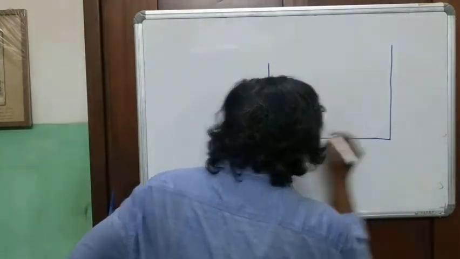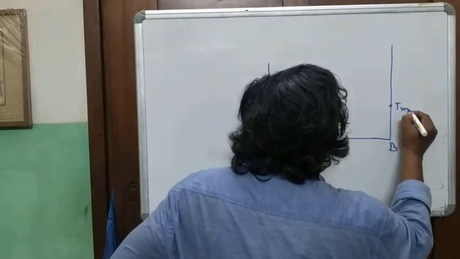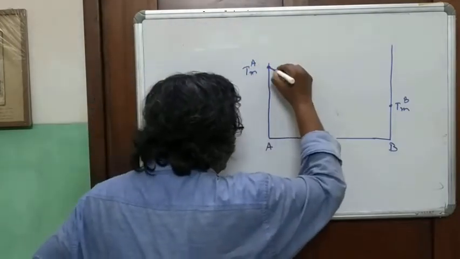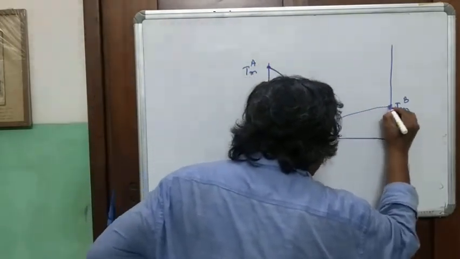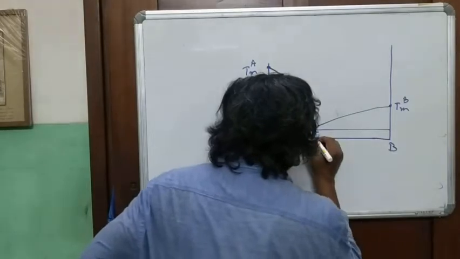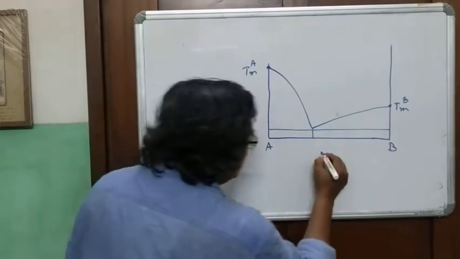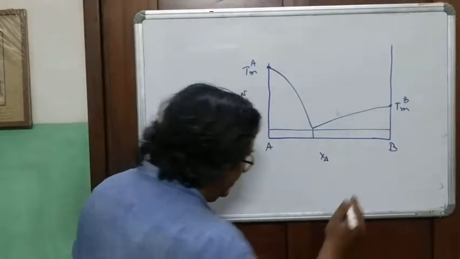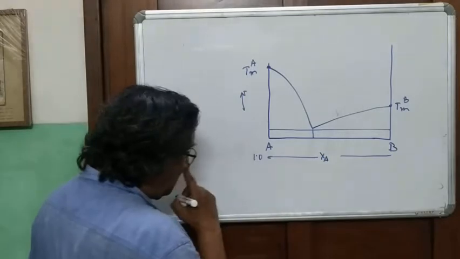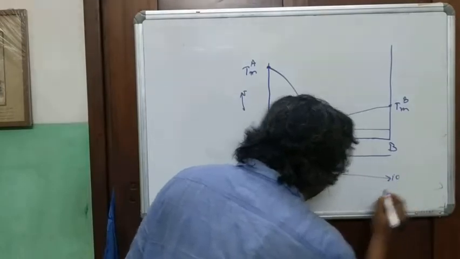So this is A, B, temperature of melting of B, temperature of melting of A, and you can have a diagram like this. I have changed the diagram a bit so that you don't think so. So that's the diagram. This is the temperature axis. XA or weight percent A increases from this side to this side. It's 1.0. And so XB in that case is 1.0.